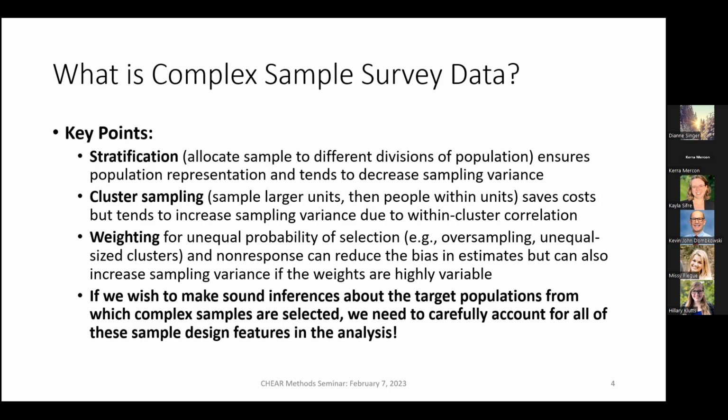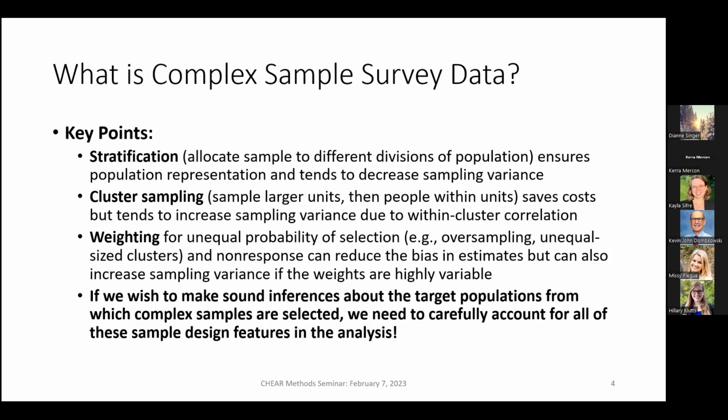Weighting is generally done to account for unequal probability of selection. So you might oversample certain groups in your population, give individuals a higher probability of selection. You might be selecting unequal sized clusters like neighborhoods or establishments. And furthermore, there can be non-response. Not everybody will respond to the survey. So there are additional weighting adjustments to account for the fact that not everybody who's sampled actually responds.